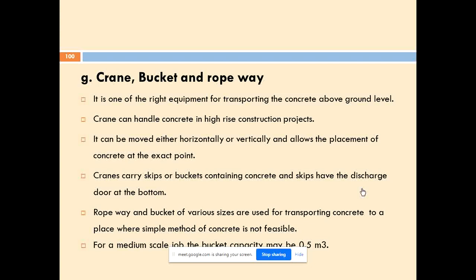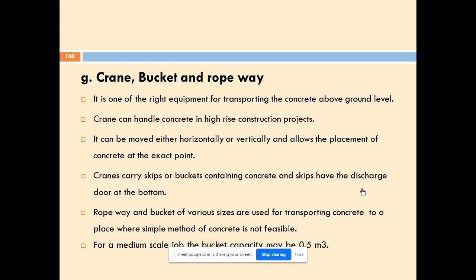This type of transporting method will be done only for the dams or for the bridges where you have to cross the river. The river will be the obstruction for transporting the concrete. In that way, this method is quite efficient. You can transport the concrete horizontally also over longer distances.